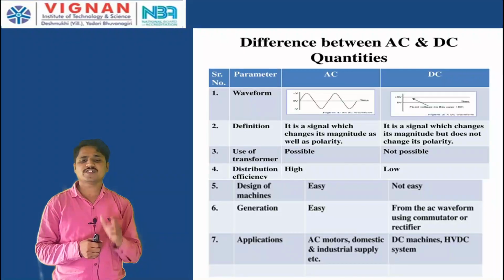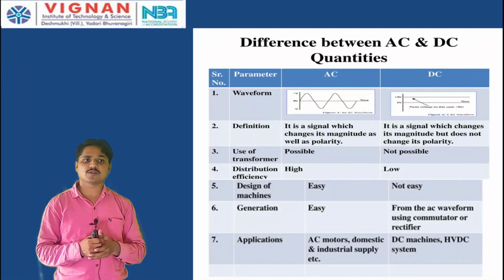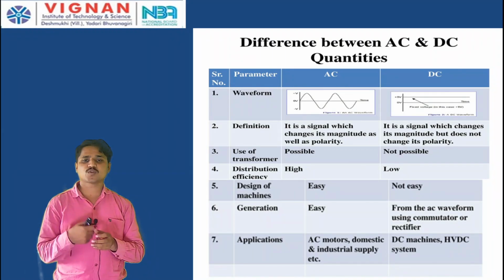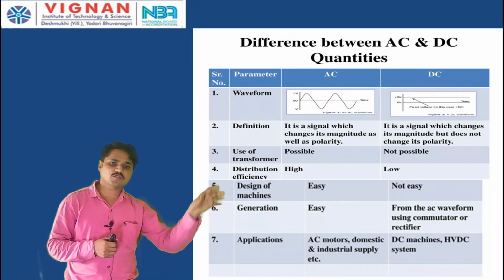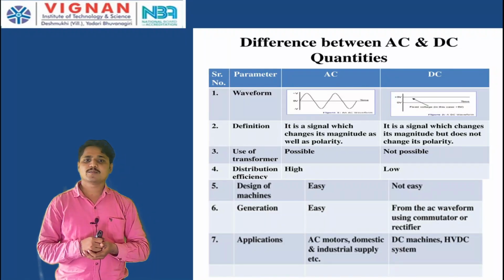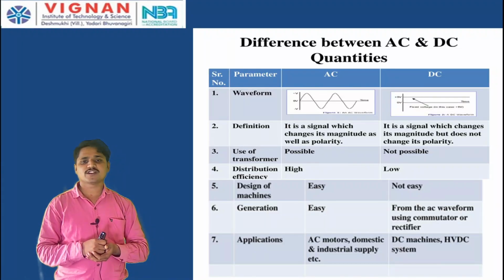So, AC is not portable, whereas DC is portable. See, you are using a mobile phone, and in the mobile phone we are using a battery. The battery stores the energy as DC voltage. Therefore DC can be moved from one place to another, that means portable. Portability is possible in a DC system, but not possible in an AC system.